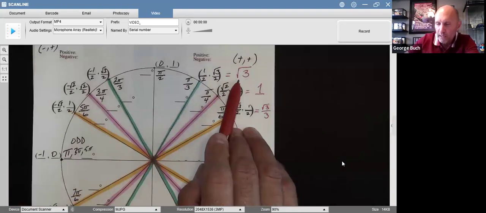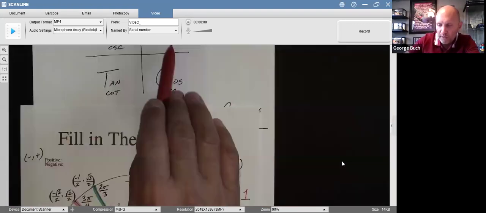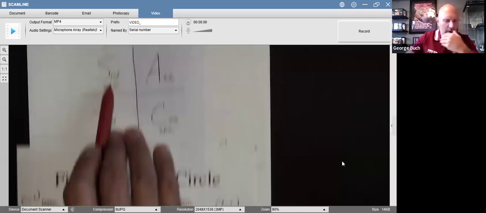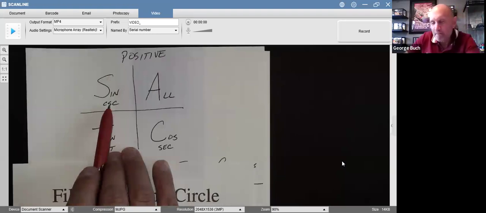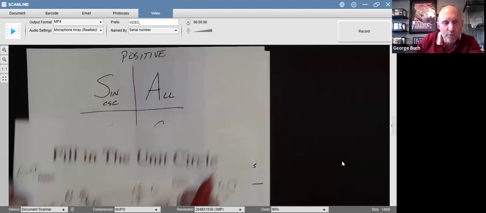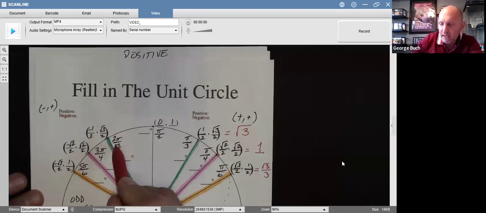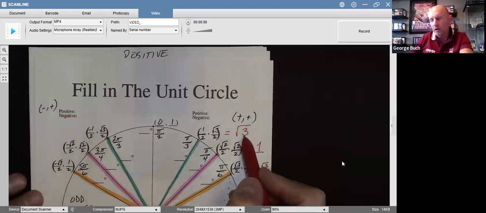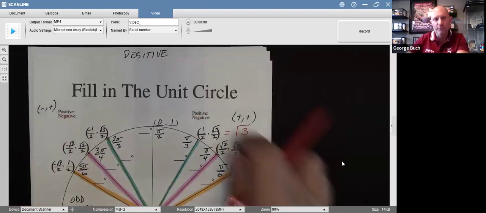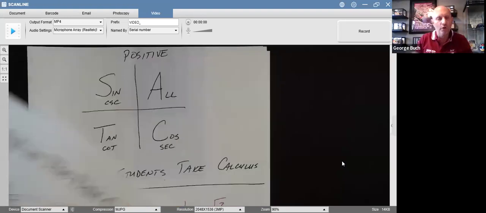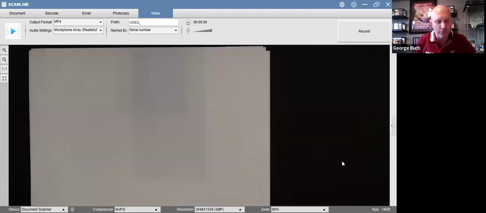Well, let me go to my little grid here. All students, while I'm in the second quadrant, the only thing that's positive is sine. So the only thing in quadrant 2 that is positive is sine, meaning tangent must be negative. So for 2 pi over 3, tangent is going to be negative square root of 3. And that's how we can figure out all of those. So as long as you know pi over 6, pi over 4, pi over 3, then you can figure out all the values of tangent around the unit circle.